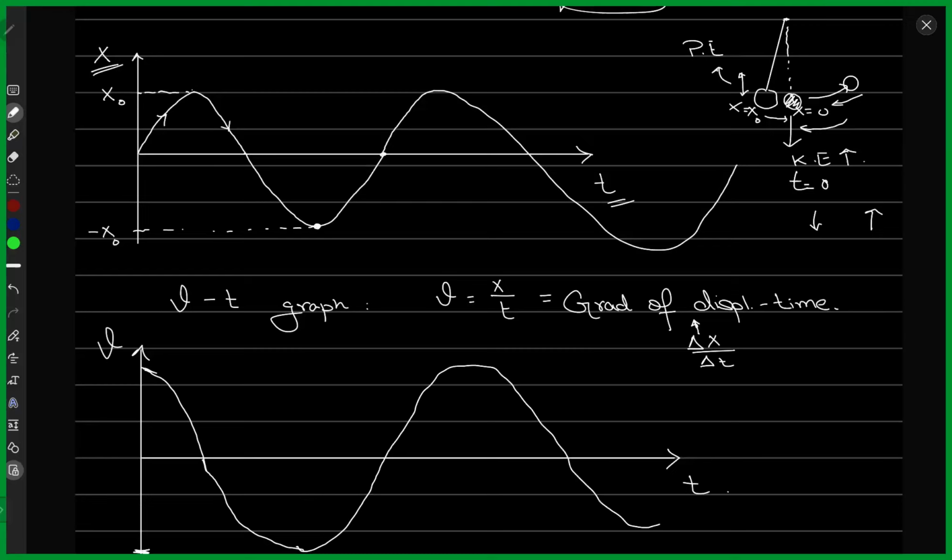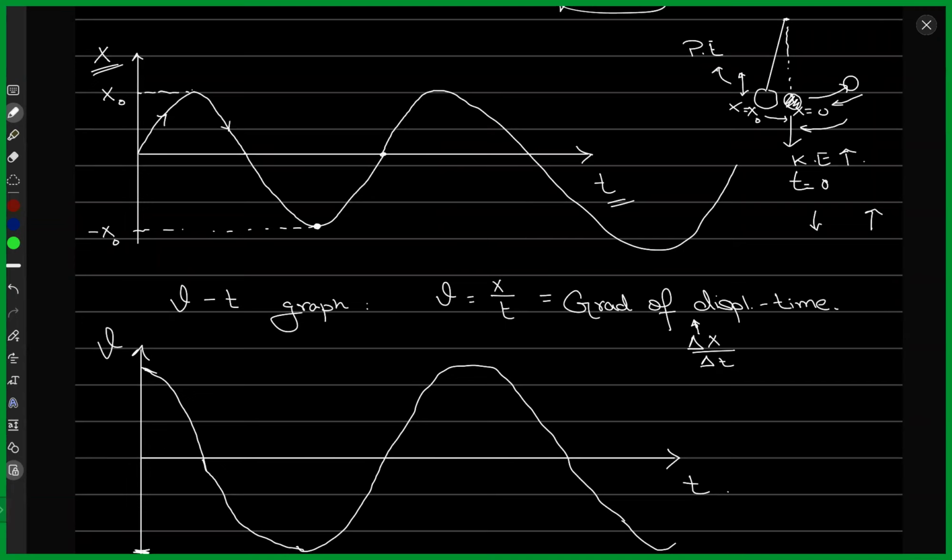So ignore the neatness of the graph, but hopefully is the idea clear? How did I draw the velocity time graph and the displacement time graph? Yes. Clear? All right.